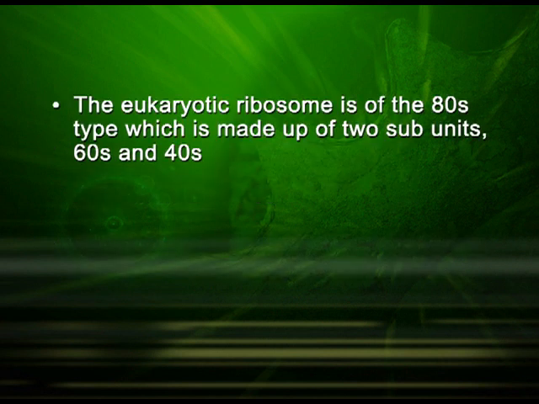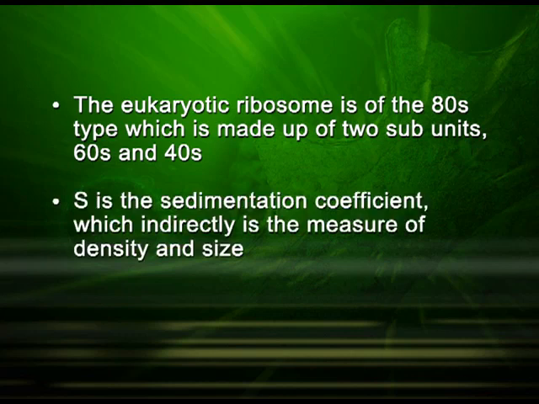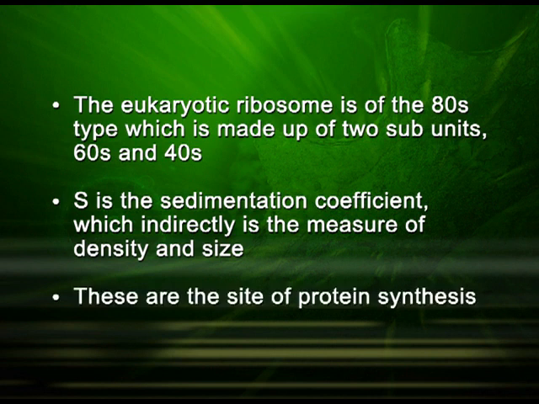The eukaryotic ribosome is of the 80S type, which is made up of two subunits, the 60S and the 40S. S in this is the sedimentation coefficient, which indirectly is the measure of density and size of the ribosomes. The ribosomes are the site of protein synthesis.